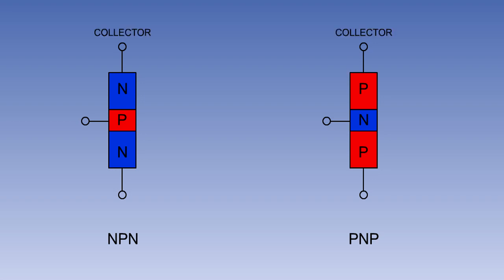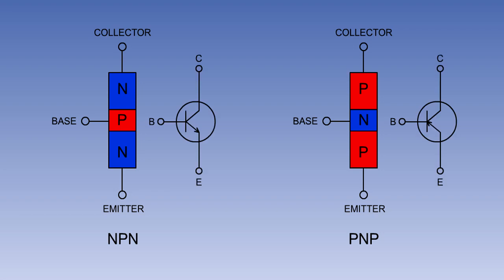The three regions of either type of transistor are known as the collector, the base, and the emitter. The circuit symbol for each transistor is shown here. As you can see, the symbols differ only in regard to the direction of the arrow between the base and the emitter. The arrow always points in the direction of conventional current flow. For an NPN transistor, it points from base to emitter, and for a PNP, from emitter to base.